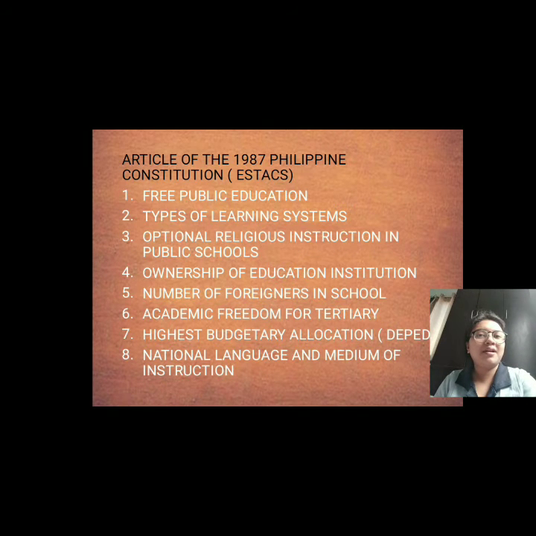Now let's proceed to the articles of the 1987 Philippine Constitution. First, we have free public education. Second, types of learning system. Third, optional religious instruction in public schools. Fourth, ownership of educational institutions. Fifth, number of foreigners at school. Sixth, academic freedom for tertiary. Seventh, highest budgetary allocation. Eighth, national language and medium of instruction.